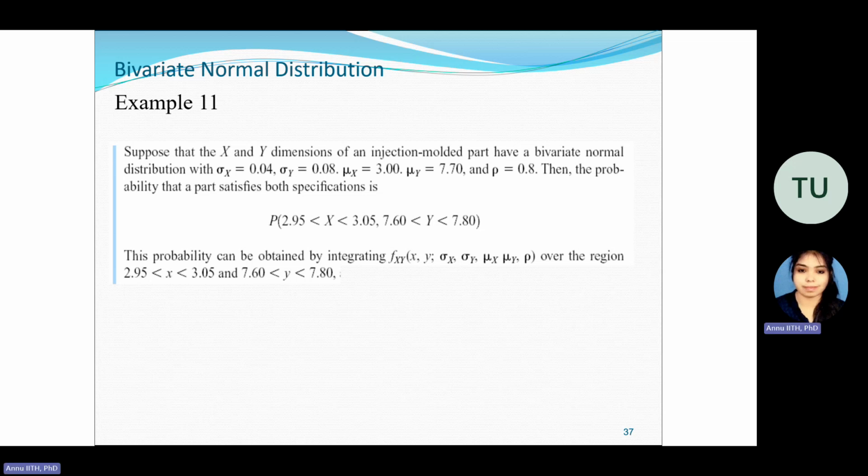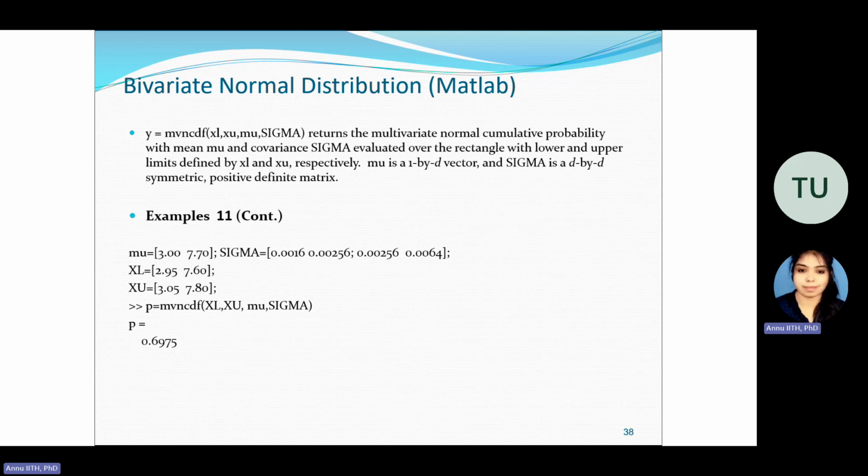We are going to the last slide. This is in MATLAB. How can you see it in MATLAB? This is mvncdf, which returns the multivariate normal cumulative probability with mean mu and covariance sigma, evaluated over the rectangle with the lower and upper limits defined by XL and XU, respectively. So mu is a 1 by d vector, and sigma is a d by d symmetric positive definite matrix. One thing to note is that sigma is always a positive semi-definite matrix, which we saw in the last class, or the one before.